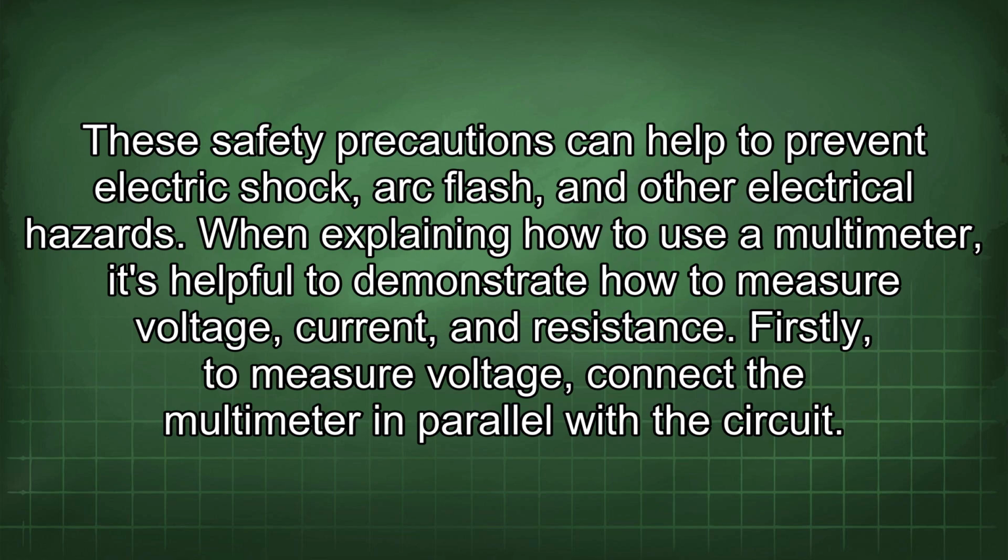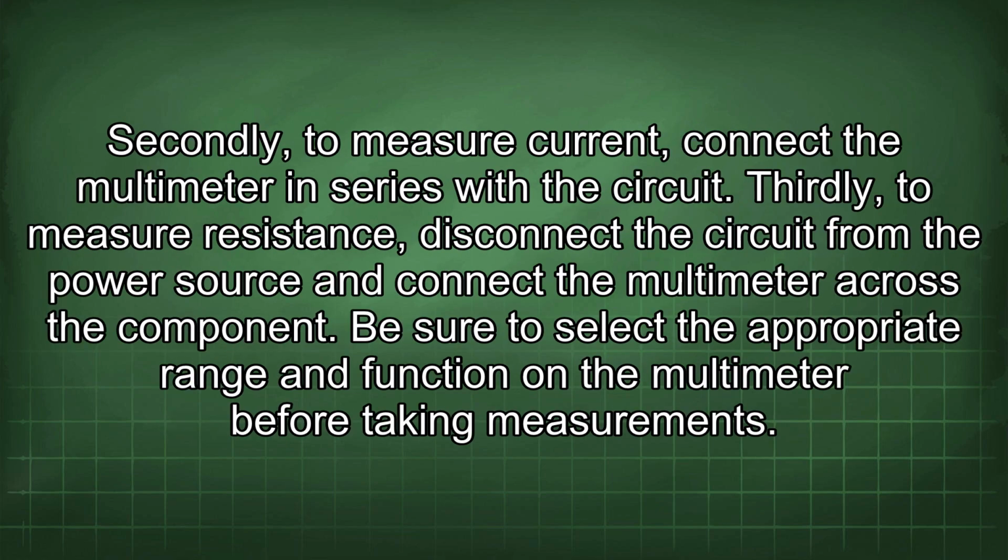When explaining how to use a multimeter, it's helpful to demonstrate how to measure voltage, current, and resistance. Firstly, to measure voltage, connect the multimeter in parallel with the circuit. Secondly, to measure current, connect the multimeter in series with the circuit. Thirdly, to measure resistance, disconnect the circuit from the power source and connect the multimeter across the component. Be sure to select the appropriate range and function on the multimeter before taking measurements.